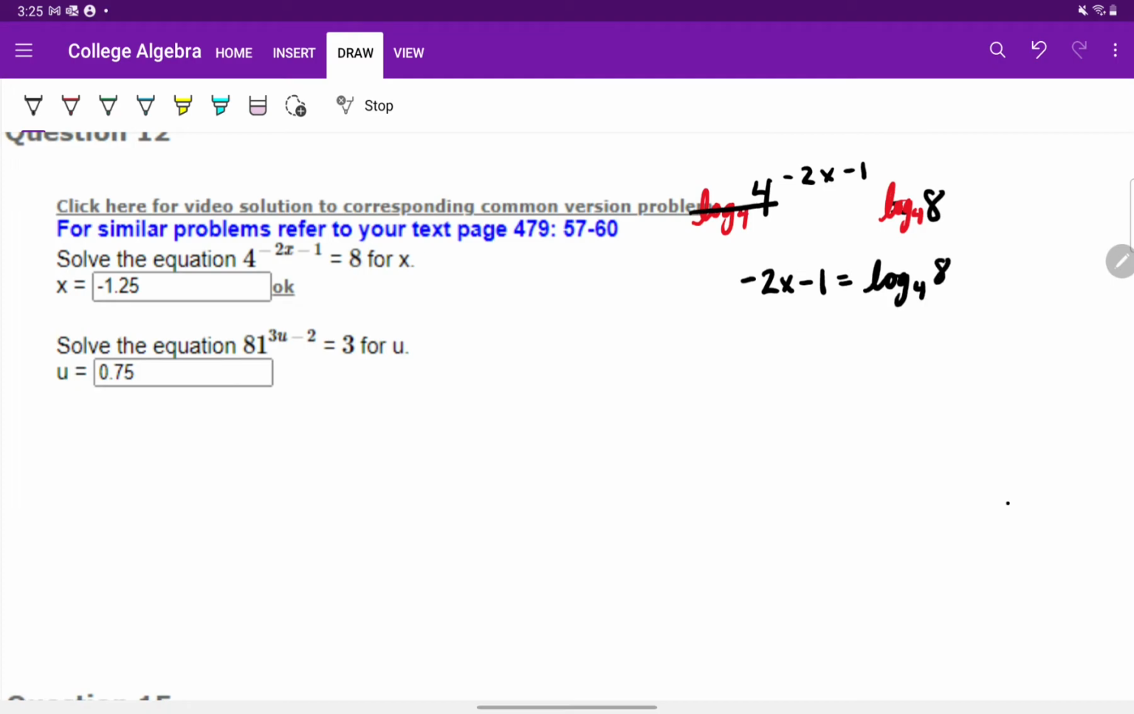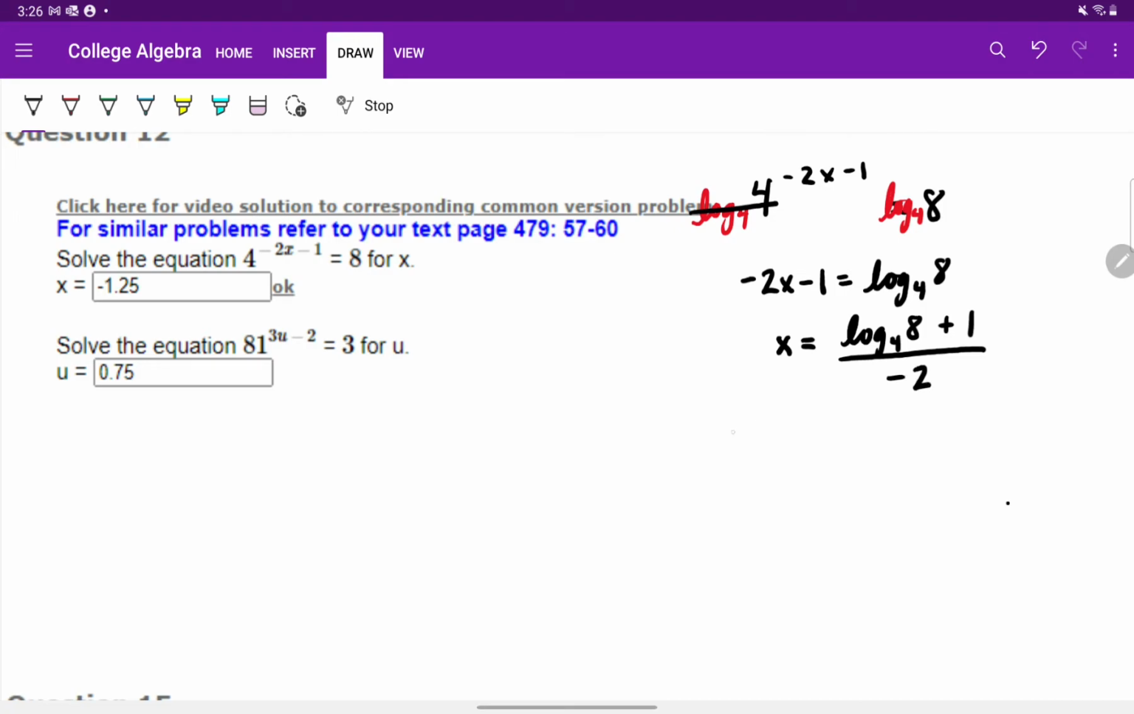Now, to get that x by itself, we're going to add 1 to both sides, and then divide both sides by negative 2. So I'm going to shorten my steps here, save some time. We add 1 to both sides, divide both sides by negative 2. You end up with log base 4 of 8 plus 1 divided by negative 2.